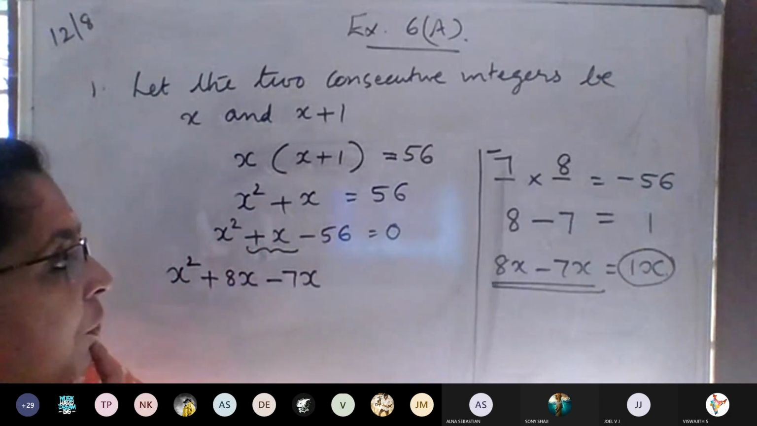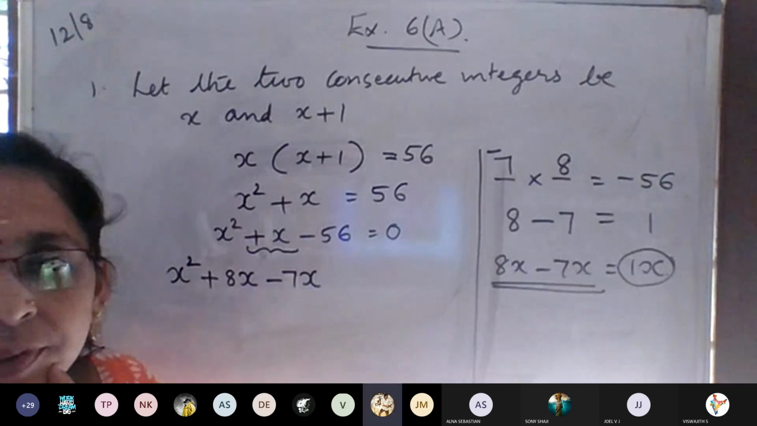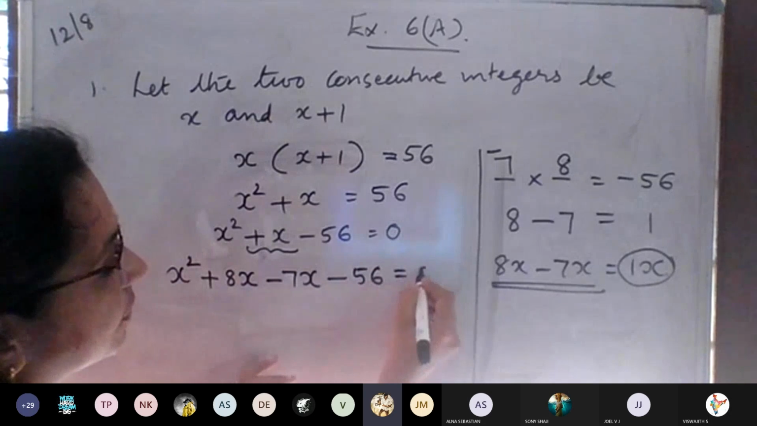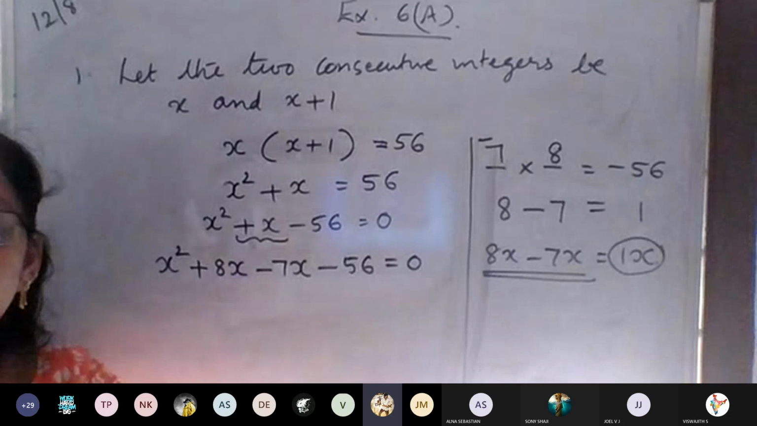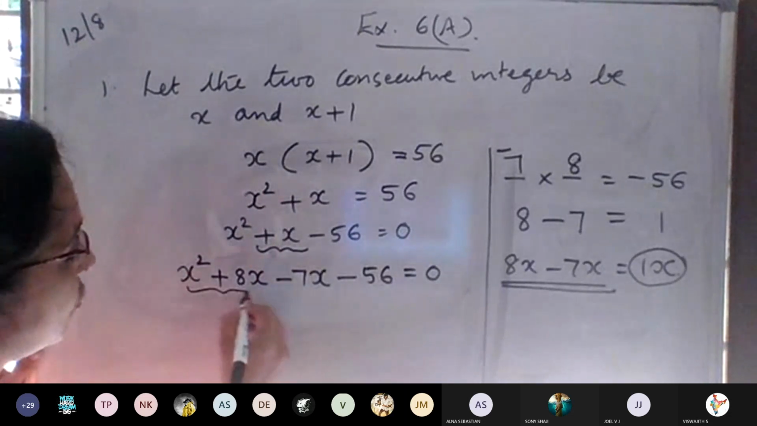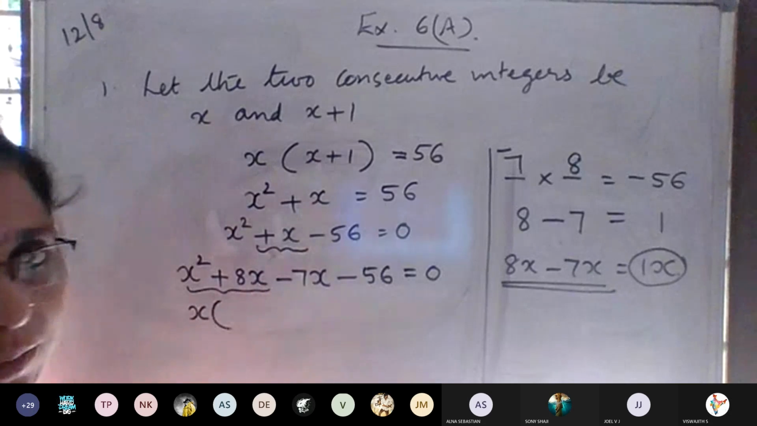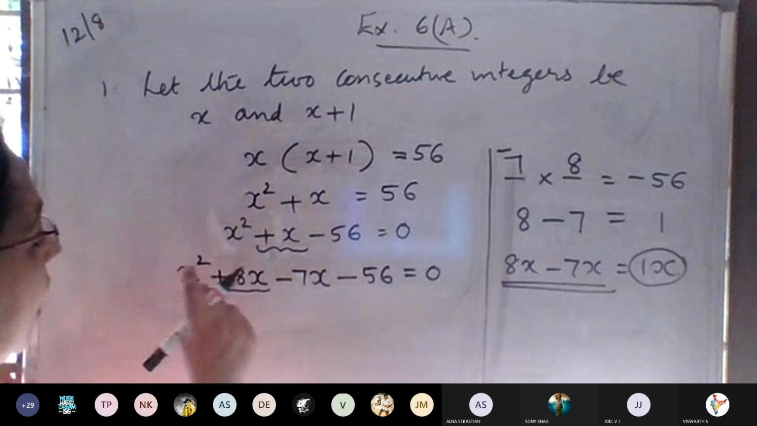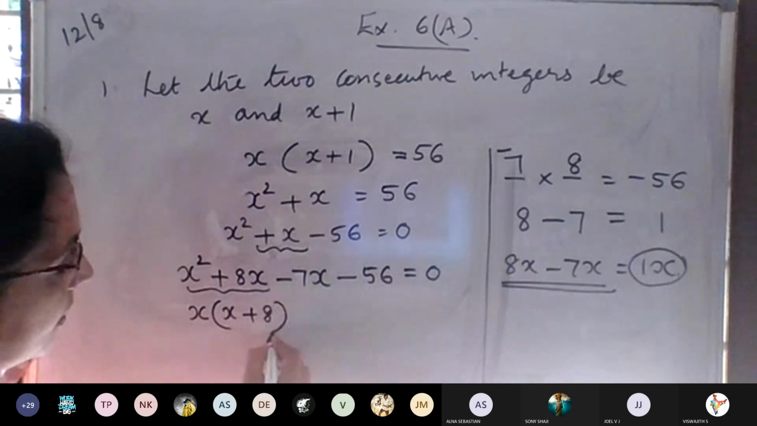Then next what we have to do? Negative 56 is equal to 0. Then next step, taking common from these two. Which one is common? x. Girls, can you follow me? x into x plus 8. x is common, so x plus 8.